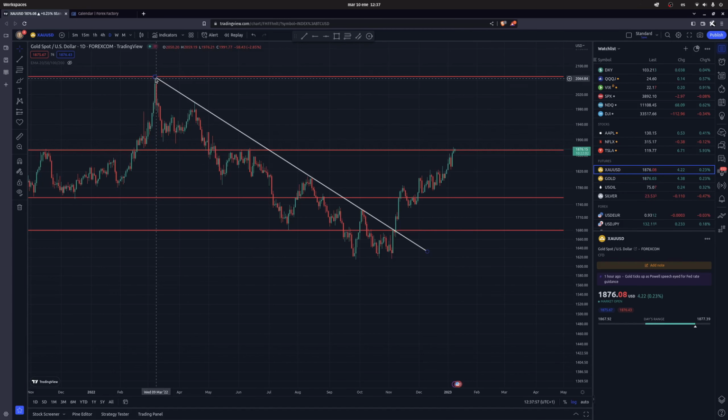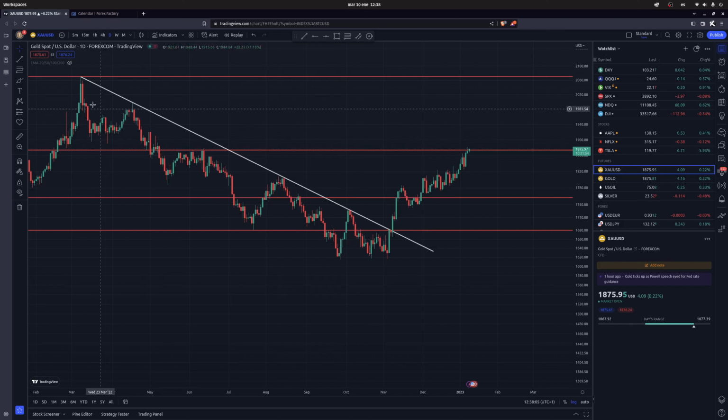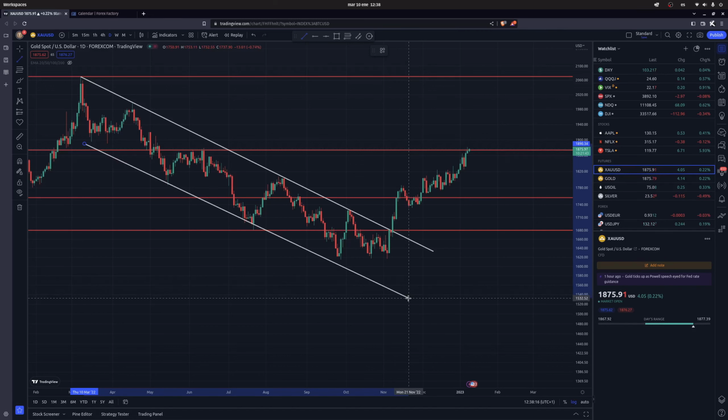So we have a clear downwards trend from March 2020, right? We are forming lower highs and lower lows, and we are having this descending channel here, and this trend line here forms the resistance level, right? And this lower trend line support.